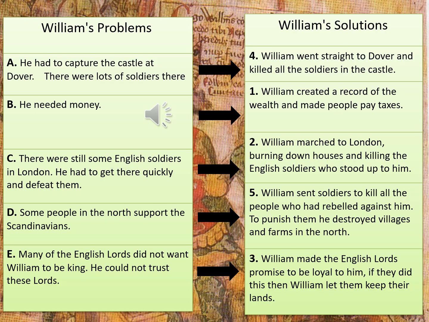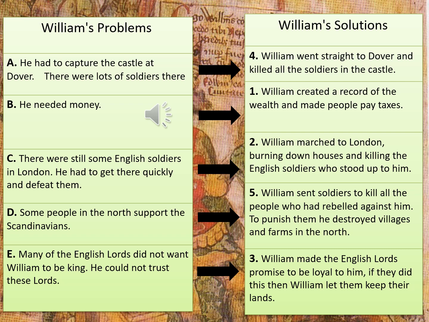Problem A, William had to capture the castle at Dover. There were lots of soldiers there. He solved this by going straight to Dover and killing all the soldiers he found in the castle. Problem B, he needed money. William solved this by creating a record of the wealth and made people pay taxes.